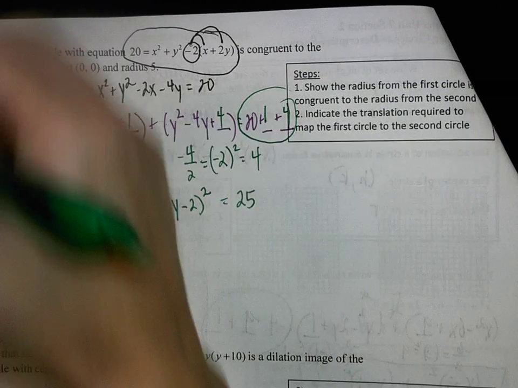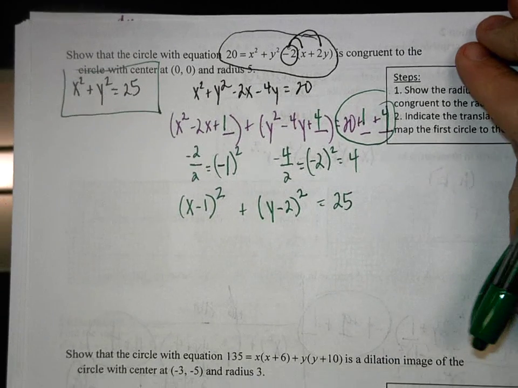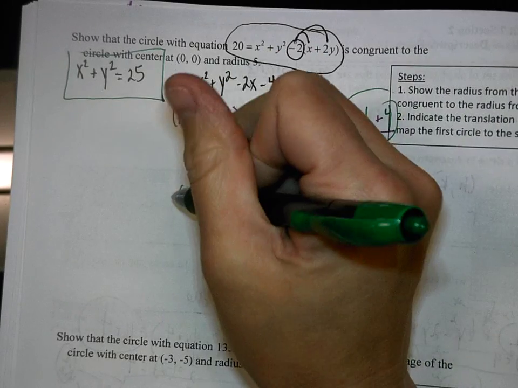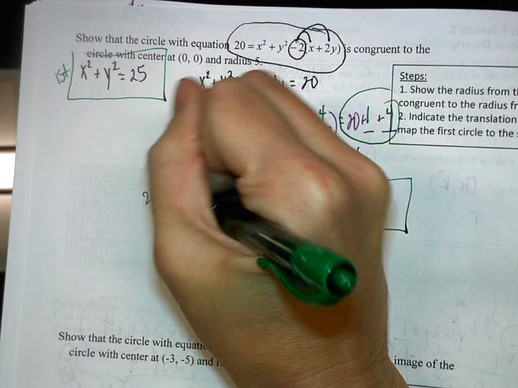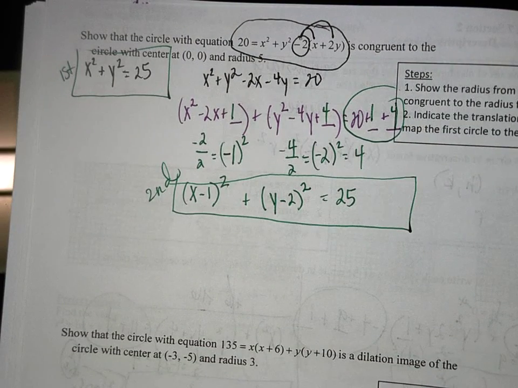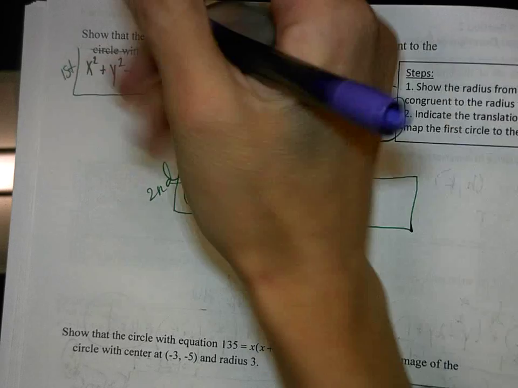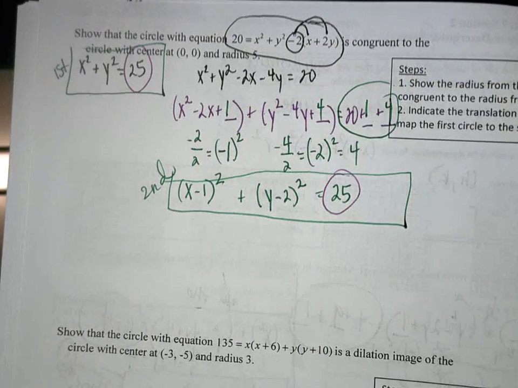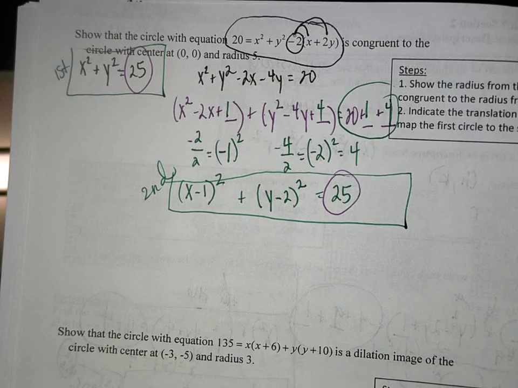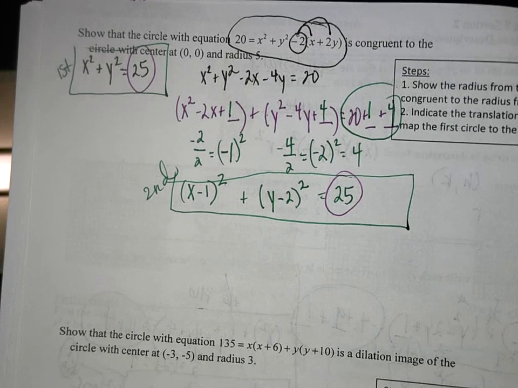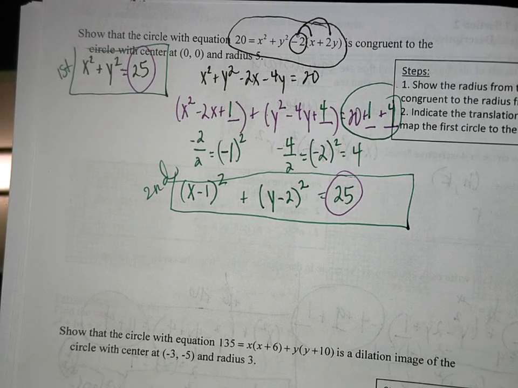So here is this equation. We're going to call that our first circle. And here is our second circle. So as we can see, we've done step 1, we've shown that each of the radiuses are the same. So wherever the center is, the radius is 5. So if they have the same radius, do you see how these circles, if translated, would go right on top of each other?